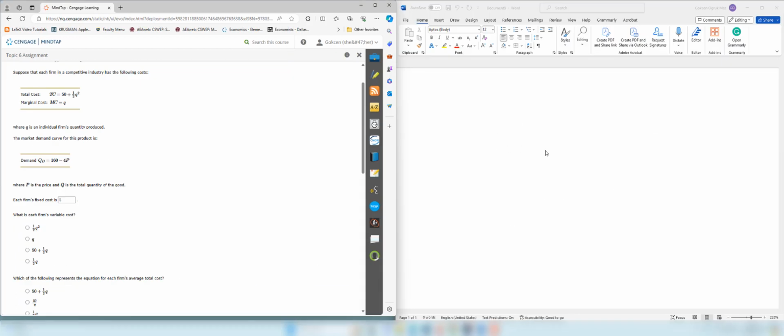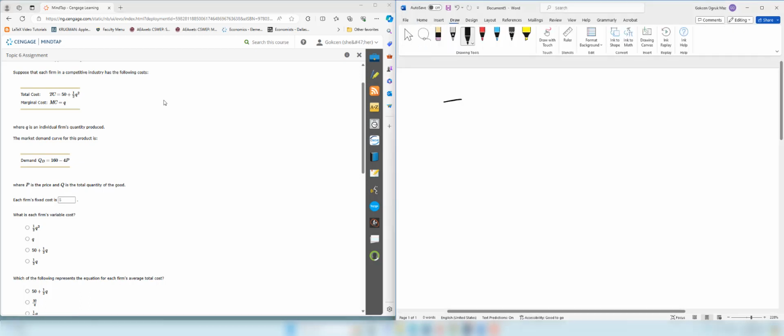Now this is question 10. Suppose that each firm in a competitive industry has the following costs. TC is given, which is 50 plus 1/2 Q squared, and MC is given, which is equal to Q. And the demand curve is given, which is 160 minus 4P, where Q in the cost functions is an individual firm's quantity produced. This demand curve is the market demand curve, where P is the price and Q is the total quantity of the good.